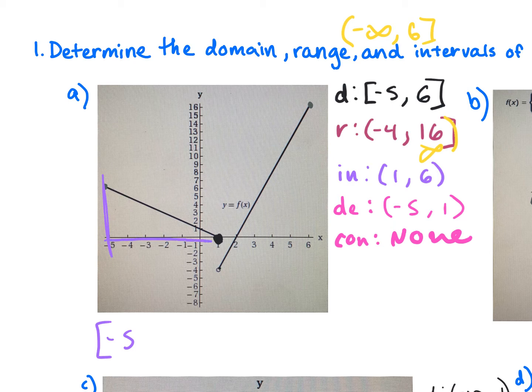I see that my graph stops at 1 here, but it picks up again down here. So I don't have a gap in the x values, even though there's a gap in the graph. My x values still continue. It stops at 1, but it picks up right after 1 here. So I don't need to show that gap because it continues. There's no gap in the x values.